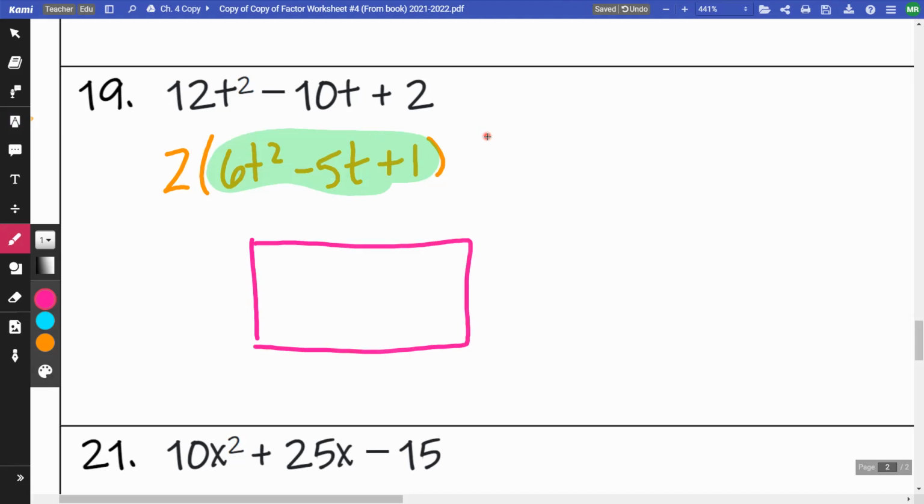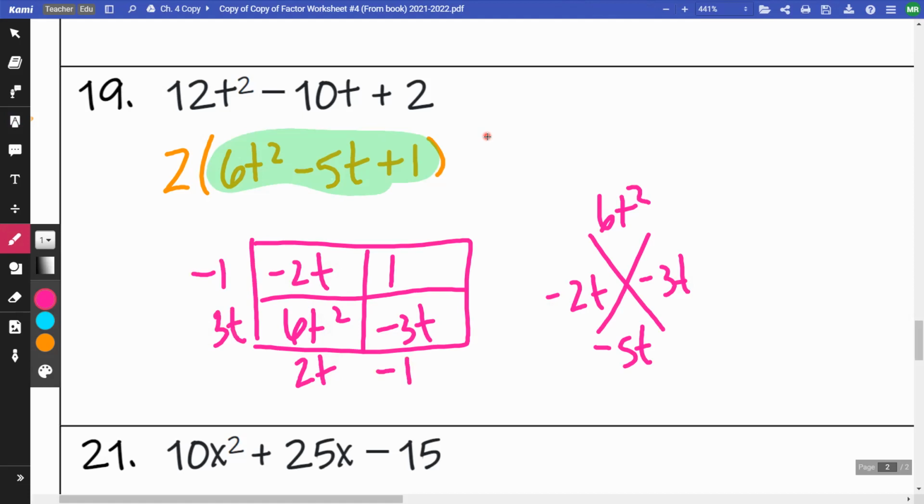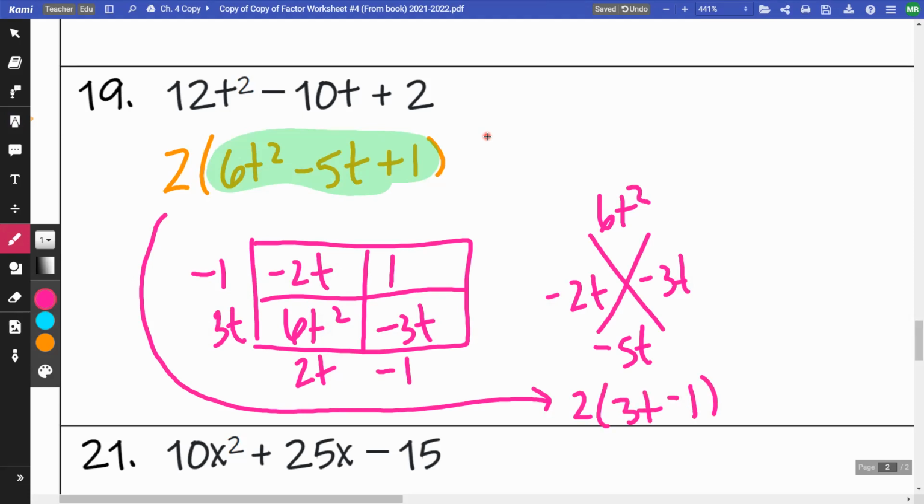So let's see, throw that in, 6t squared. That's going to multiply to 6t squared and add to a negative 5t. So that would be a negative 2t and a negative 3t. I'll put my 2t here, my 3t here. 3t times a negative 1, 2t times a negative 1. Now, again, don't forget that this 2 is going to be part of my answer. And then I have my 3t minus 1 and my 2t minus 1.